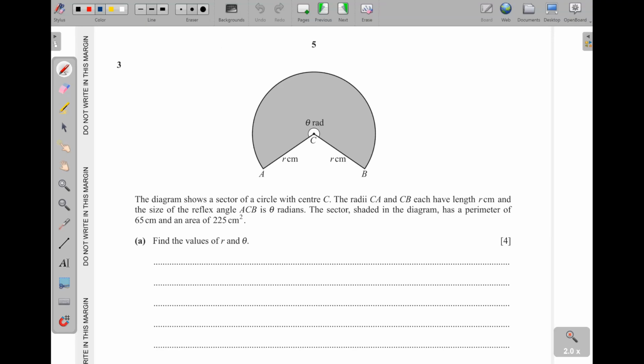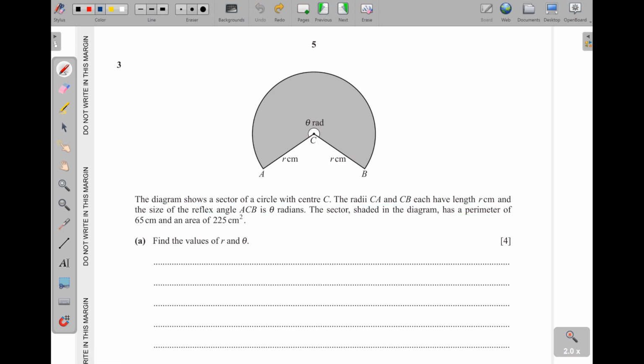Question 3 is coming from circular measure. The diagram shows a sector of a circle with center C, the radii CA and CB each have the length R, and the size of the reflex angle ACB is theta radians. The sector shaded in the diagram has a perimeter of 65 and an area of 225 centimeters squared. Part A, find the values of R and theta.